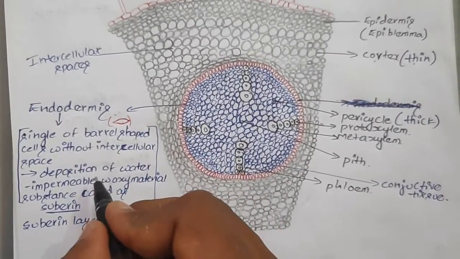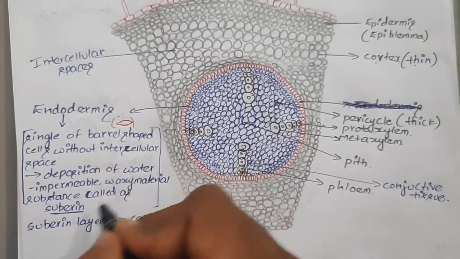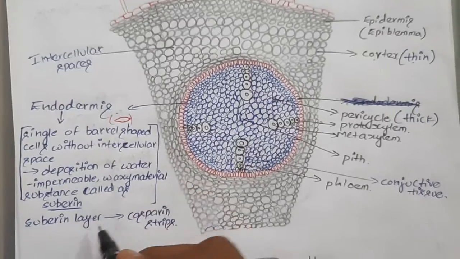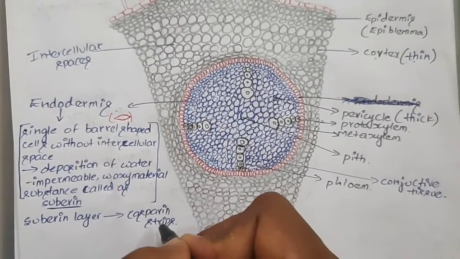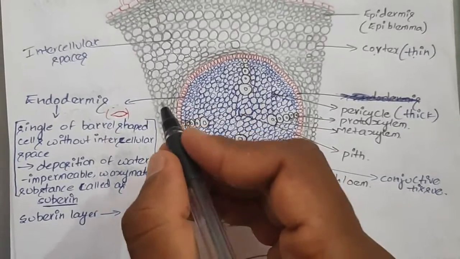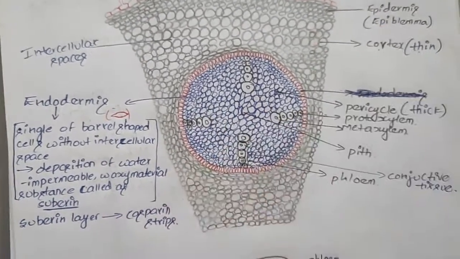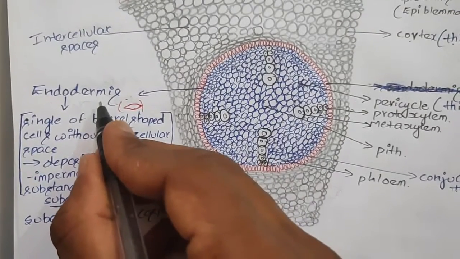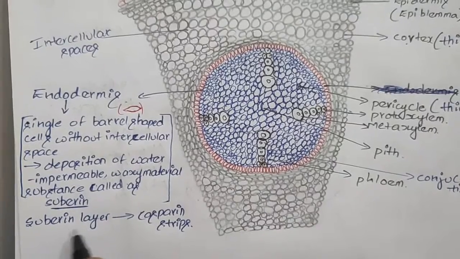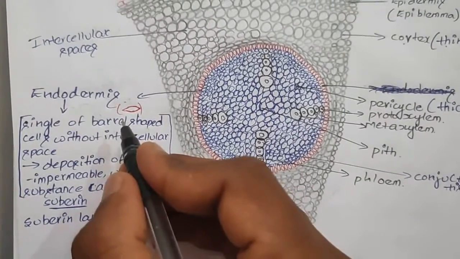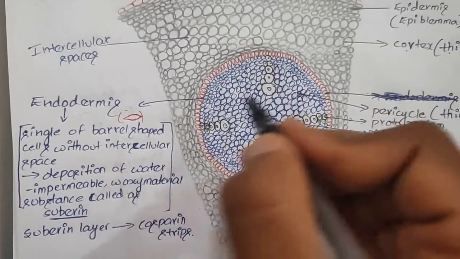These barrel-shaped cells have a deposition of a water-impermeable waxy substance called suberin. This suberin layer is known as the Casparian strips. Due to these Casparian strips, the water does not enter into the vascular bundles. But some cells of the endodermis don't contain the suberin layers and are known as the passage cells. These allow the water to enter into the vascular bundles.